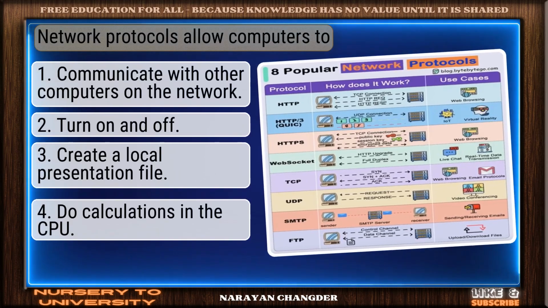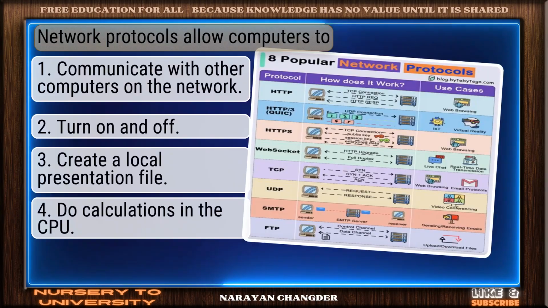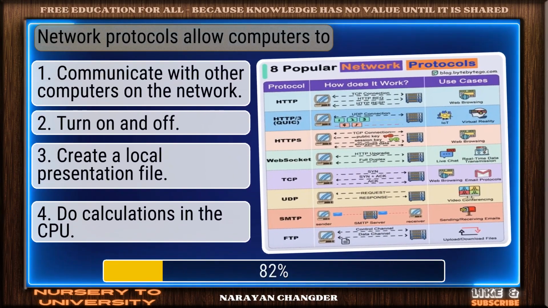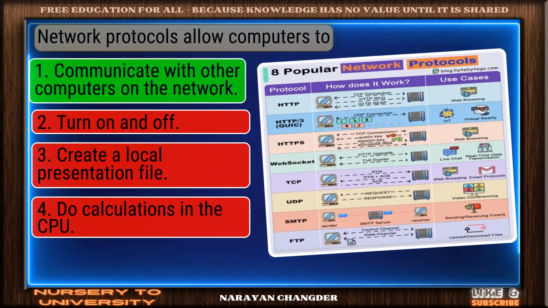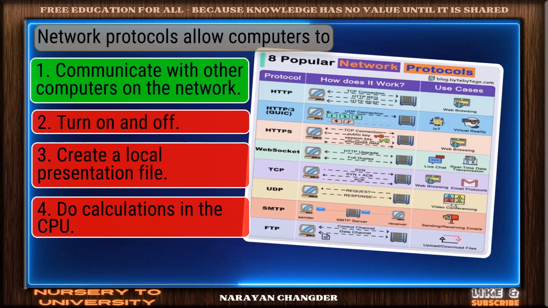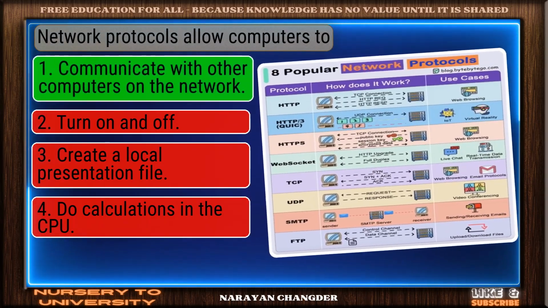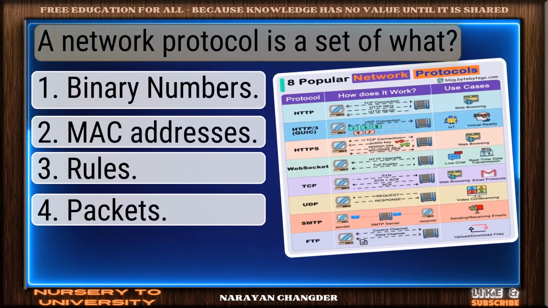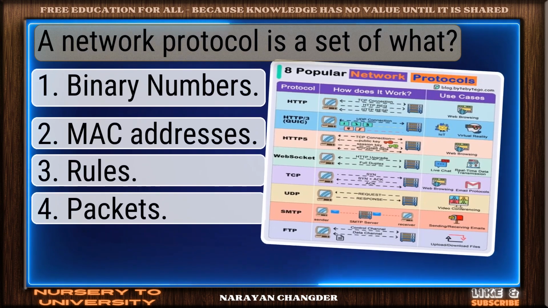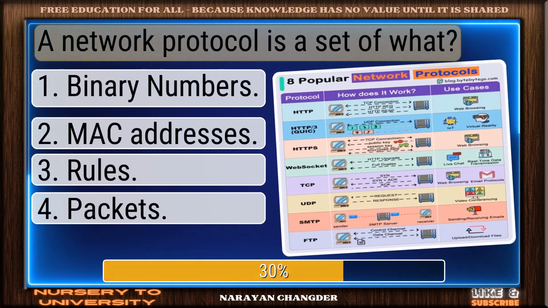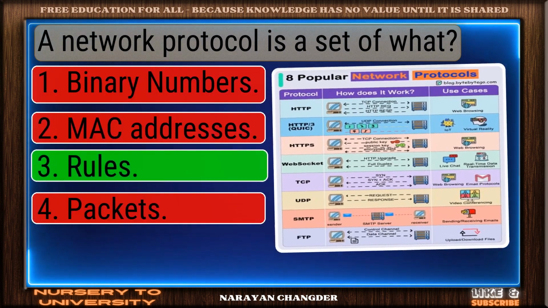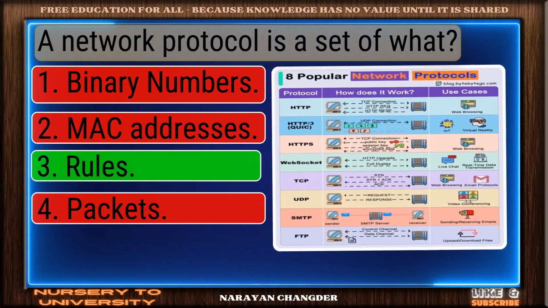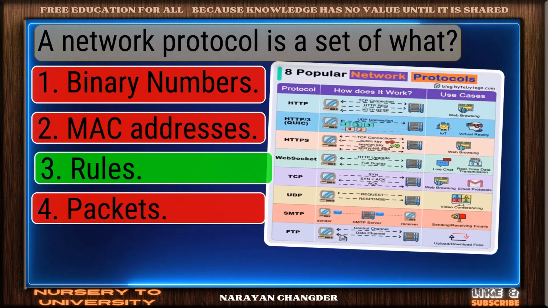Question number 58. Network protocols allow computers to. Great job. Communicate with other computers on the network is the accurate answer. Question number 59. A network protocol is a set of what? Well reasoned. Rules is the correct choice.